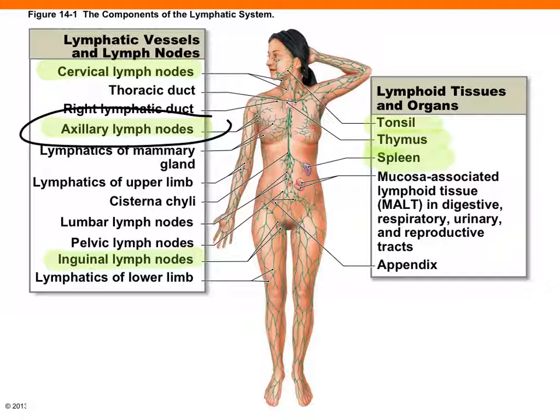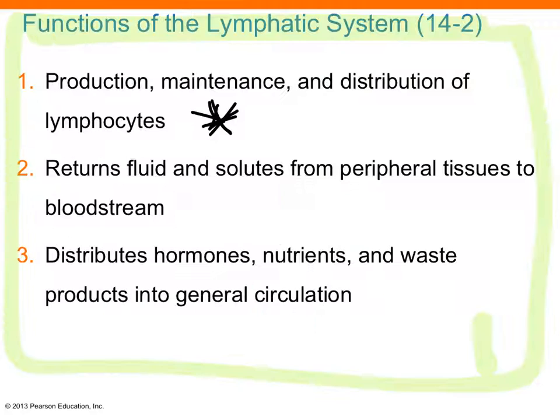Let's go over the lymphatic vessels and lymph nodes. Make sure you know the 3 major areas: the cervical lymph nodes, the axillary lymph nodes, which are in your armpit and have the greatest concentration, and the inguinal lymph nodes, which are in your groin. Now, the lymphoid tissues and organs include the tonsils, the thymus, the spleen, then the mucosa-associated lymphoid tissue, that's the MALT, and that's in the digestive, respiratory, urinary, and reproductive tracts, and the appendix.